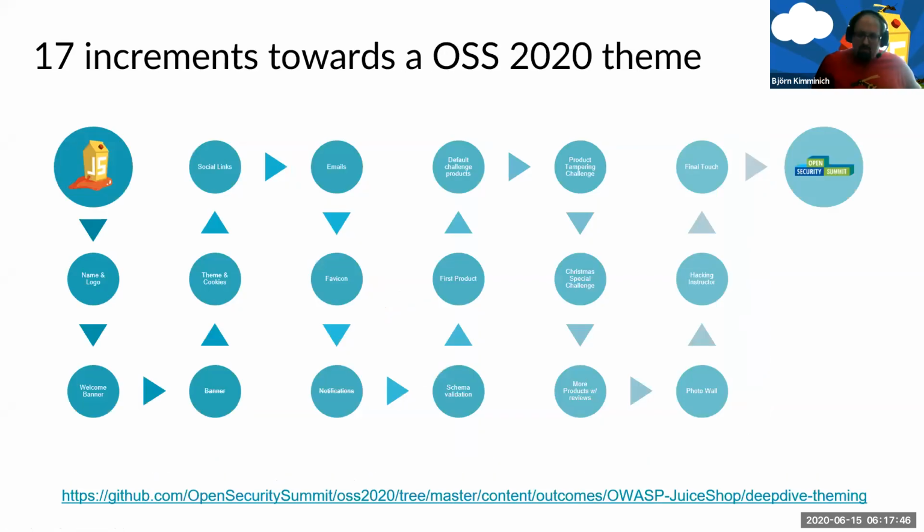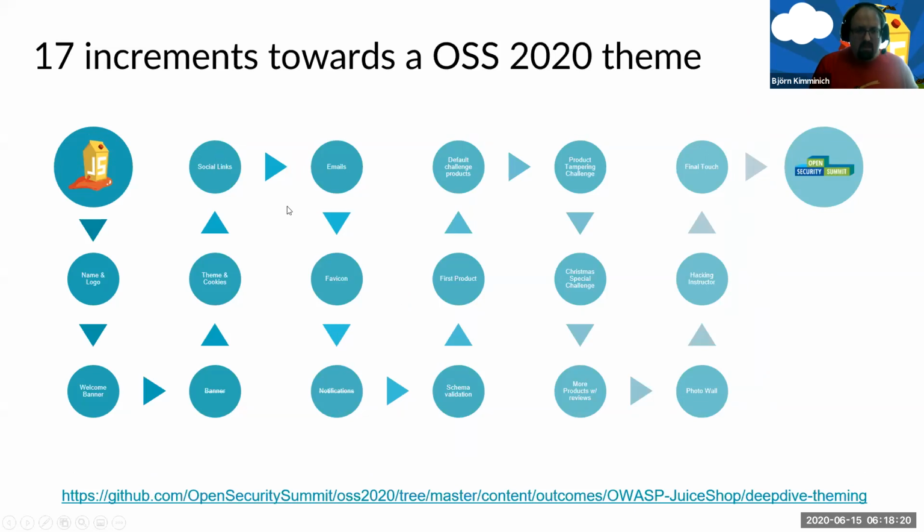And the custom theme we want to create today, obviously, is one for the Open Security Summit, right? So we start with the basic look and feel of the Juice Shop. And if we actually make it in time, then over the course of 17 small increments, we will end up with a theme that looks like a shop belonging to the Open Security Summit. If you want to just watch me doing that, that's totally fine.